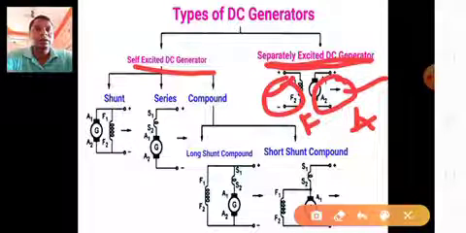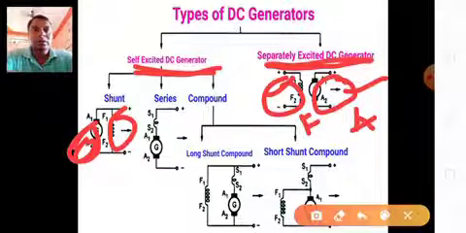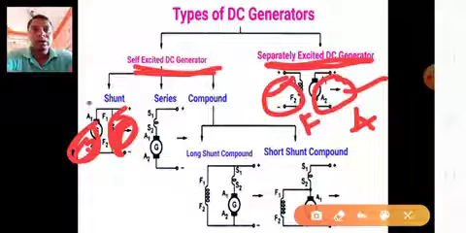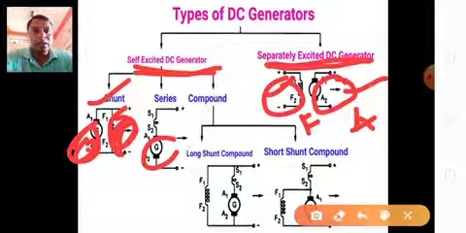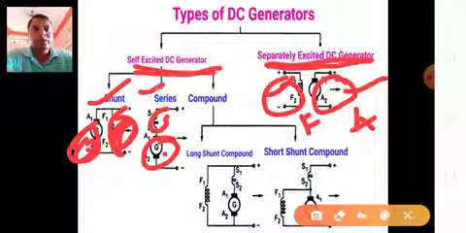The other one is self-excited. Self-excited means here is the armature winding, here is the shunt field winding. The field winding is in parallel with the armature winding, and it is called the shunt field winding. Here is the armature winding, here is the field winding. The field winding is in series with the armature, and that is why it is called a series winding.